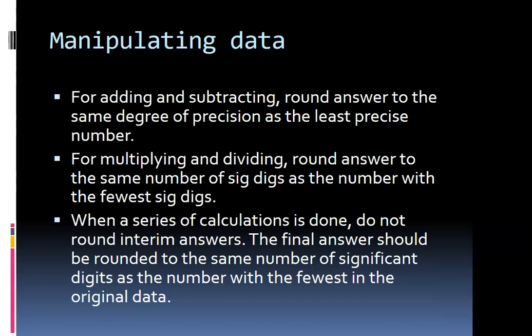Oftentimes, the number of significant digits will be affected by the operations being performed. If we add or subtract, then we will want to round our answer so it has the same degree of precision as our least precise number. If we are multiplying or dividing, our answer will be rounded to the same number of significant digits as the number with the fewest significant digits. Do not round your answers off until the final step. This will help you keep your work as precise as possible.